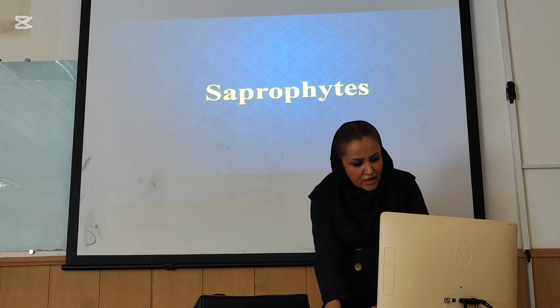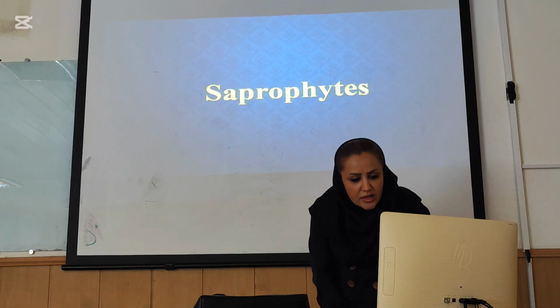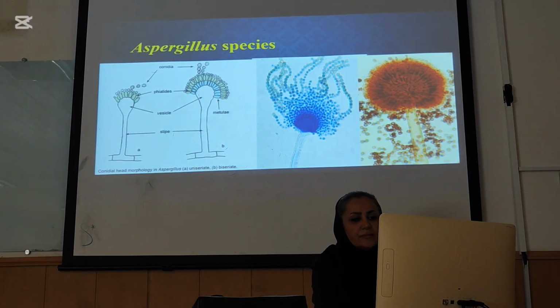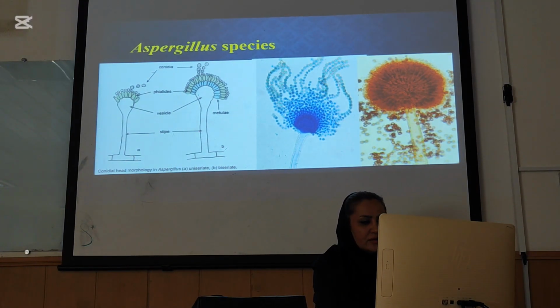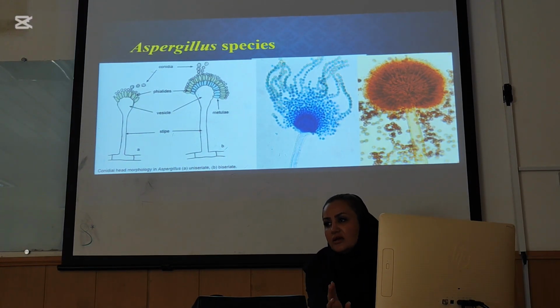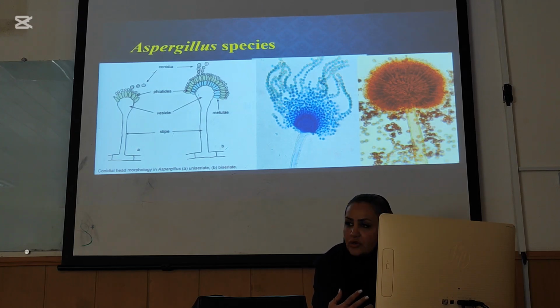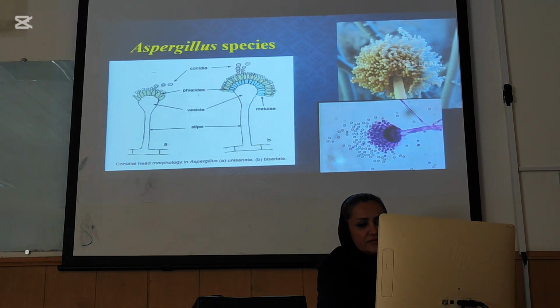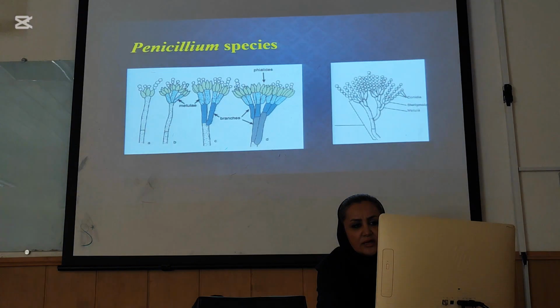And now I'll talk about saprophytic fungi. Previously I talked about Aspergillus, which has a septate hypha, and they have a conidiophore, vesicle, phialide or sterigma, and at the top of the phialide and sterigma we have conidia. Like this, you can see three images of Aspergillus.